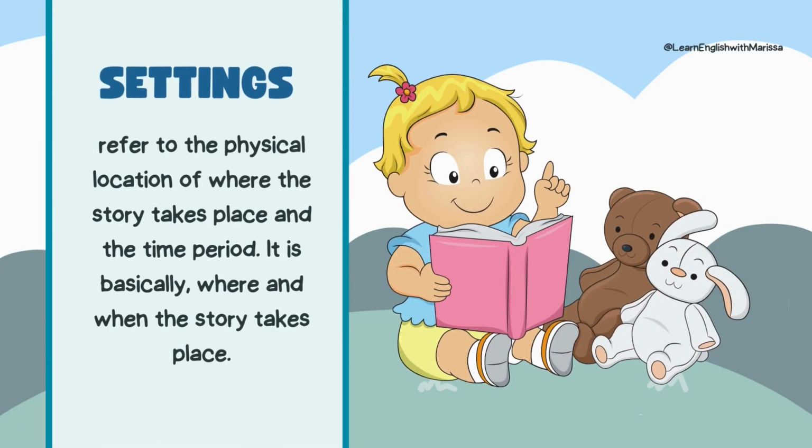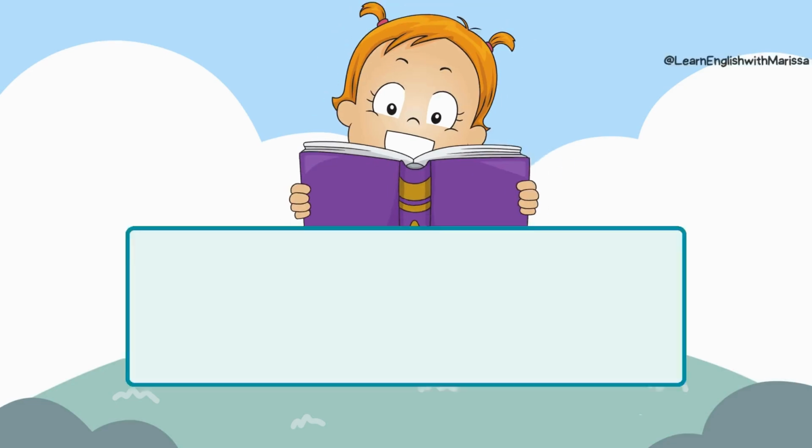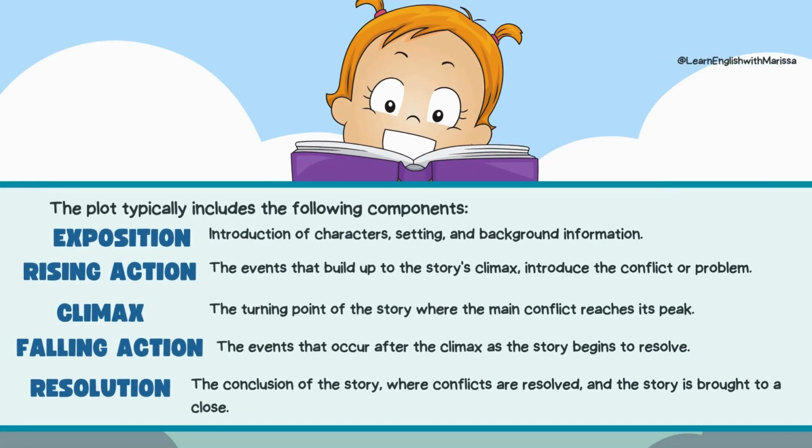Setting. Refers to the physical location of where the story takes place and the time period. It is basically where and when the story takes place. Plot. Is the sequence of events and actions through which the story's significance unfolds. The plot typically includes the following components.